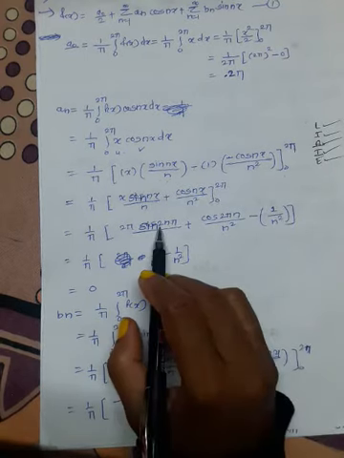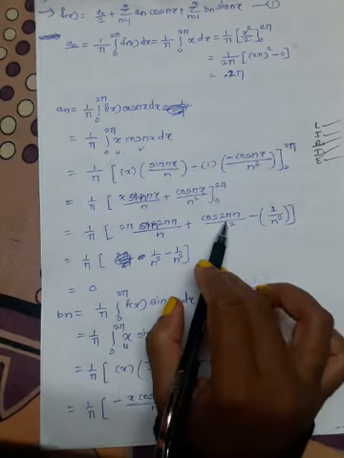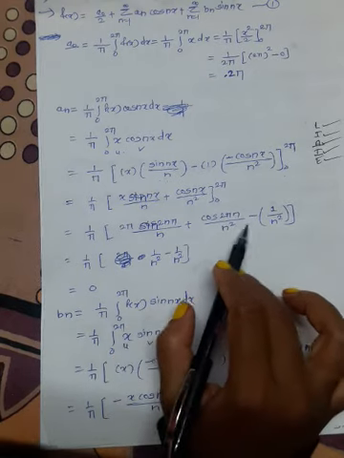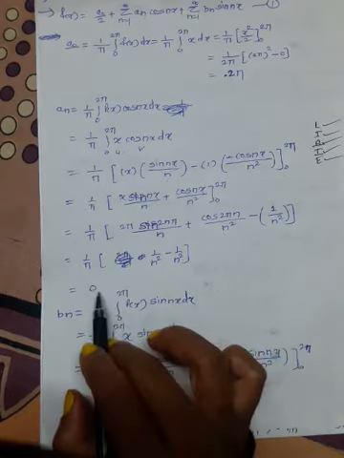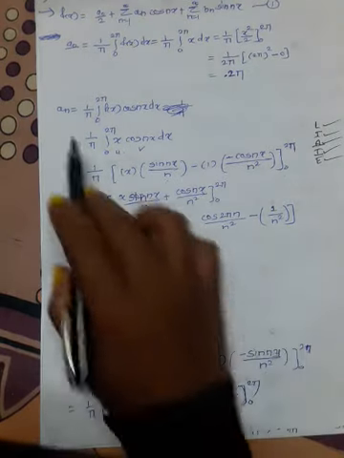Now we know sin 2n pi is 0. Cos 2n pi is 1. That's why the answer is 1 upon n square minus 1 upon n square. And the opposite cancels throughout, we get 0. An is 0.